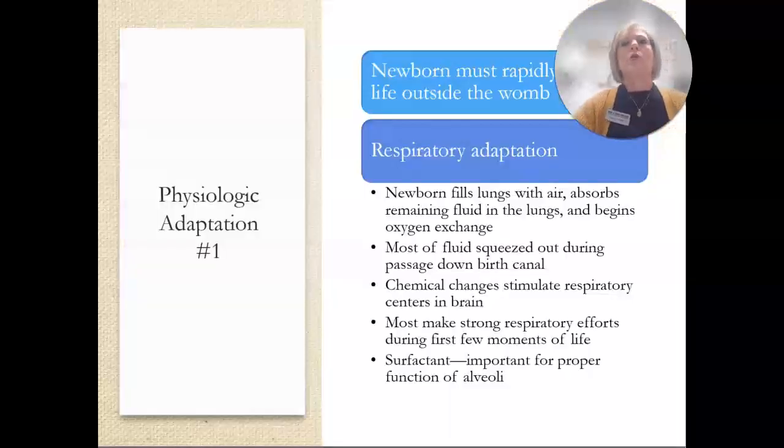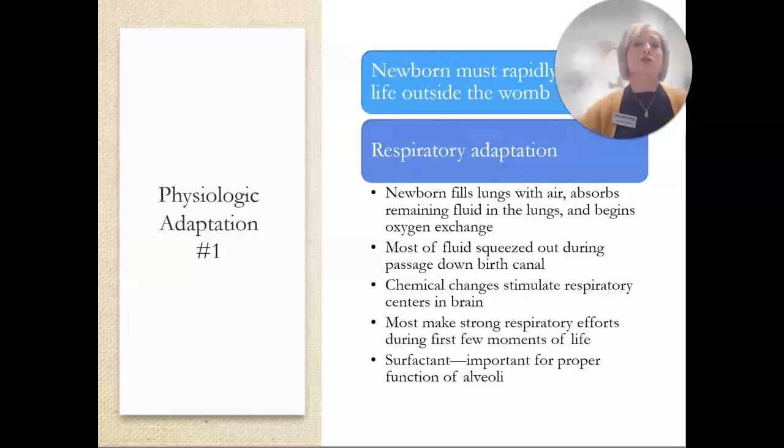Okay, so newborns, once they're first born, have to rapidly change from having circulation inside mom to being able to breathe on their own. So respiratory adaptation is going to be our biggest thing that we have to watch for these babies. They're going to have to fill their lungs. They're going to have to absorb that fluid inside the lungs, because they already have fluid in the lungs when they're born. So that fluid's got to get reabsorbed, and they've got to start exchanging oxygen and carbon dioxide on their own. This is a major thing that has to happen inside these babies.